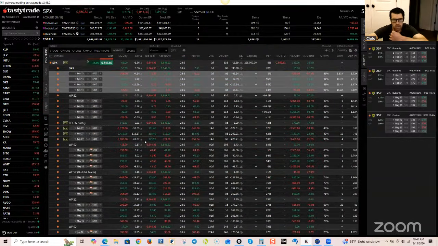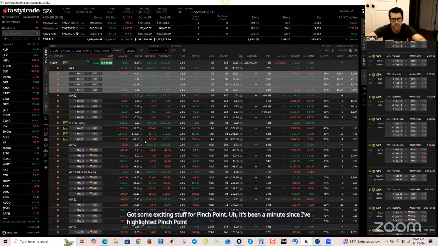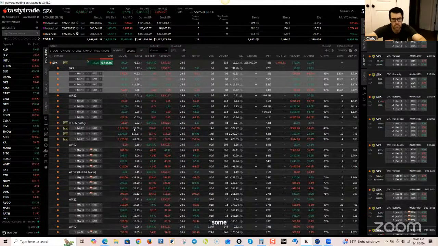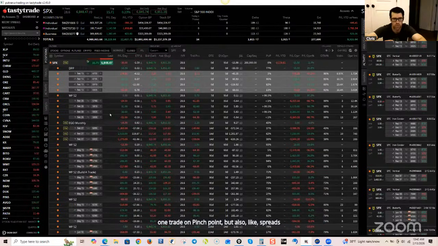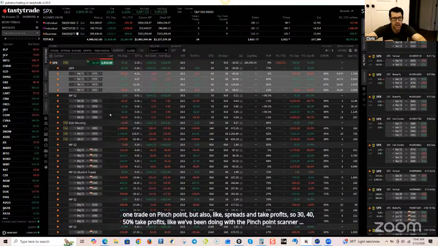Got some exciting stuff for Pinch Point. It's been a minute since I've highlighted Pinch Point. I've been in the background working on a couple of updates for it: some filters, some trade management features, some ability to scan and have not just one trade on Pinch Point, but also spreads and take profits. So 30, 40, 50% take profits like we've been doing in the Pinch Point scanner service. I'm going to build that into the scanner.